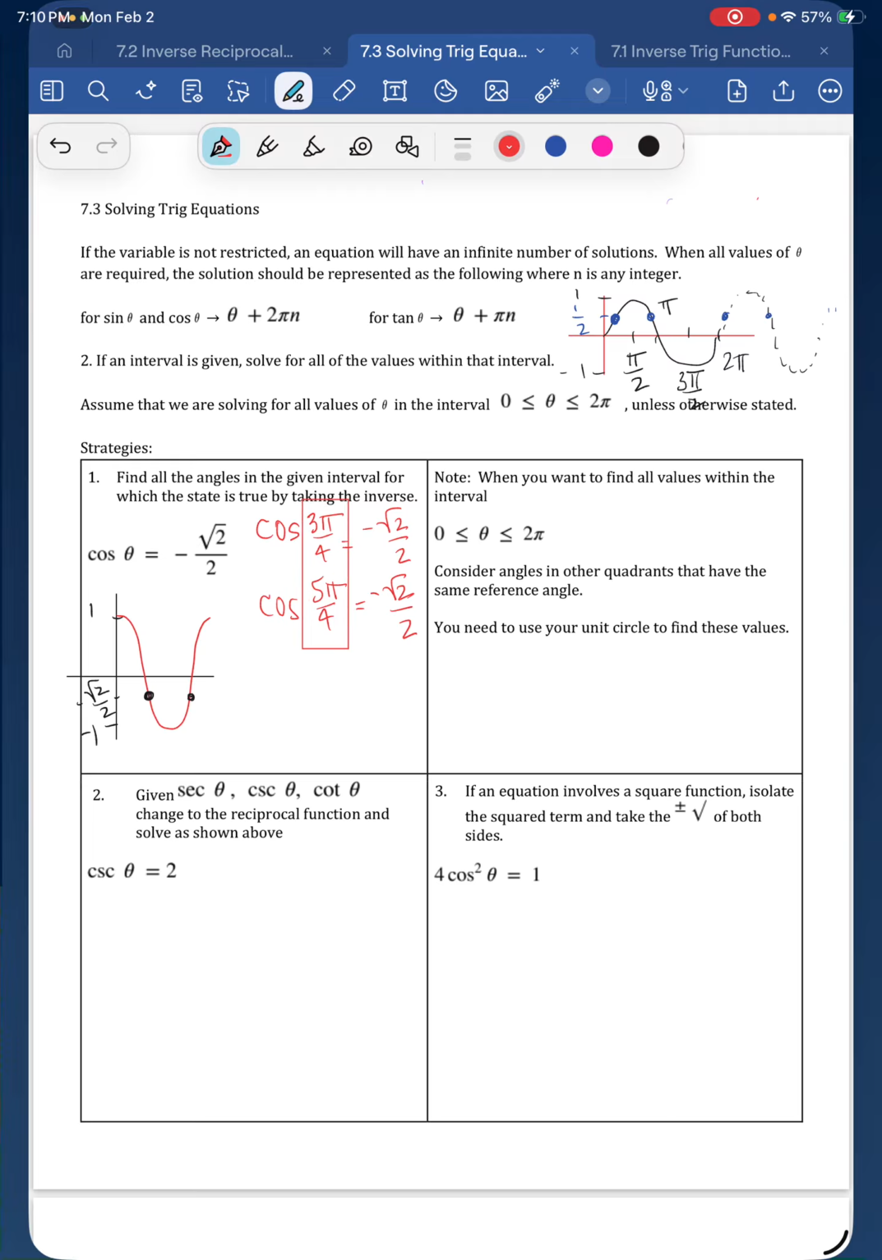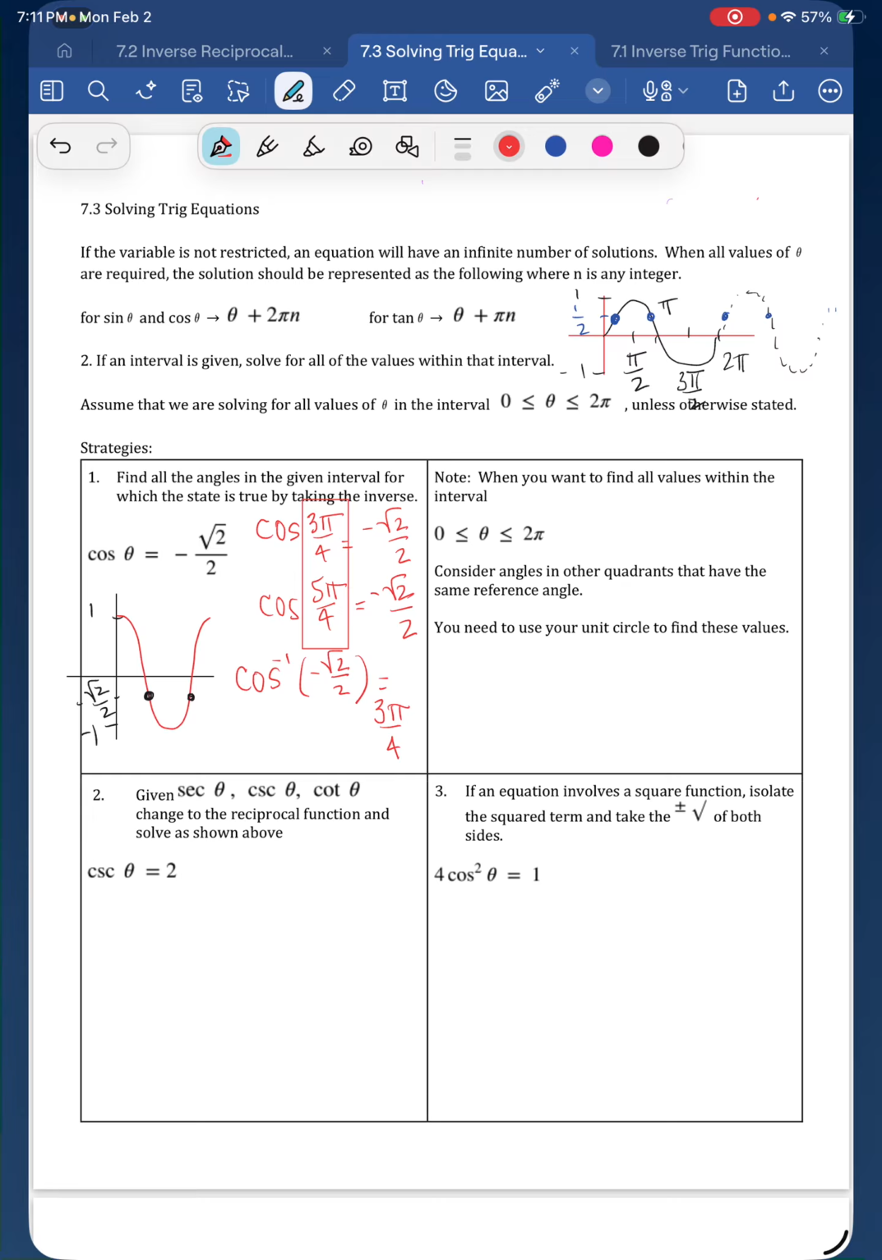This is not the same as the inverse cosine of -√2/2. The inverse cosine of -√2/2 is only 3 pi over 4. You are looking at a different function. One is asking you to solve, one is asking you to find the inverse. Okay, so let's look at another one.